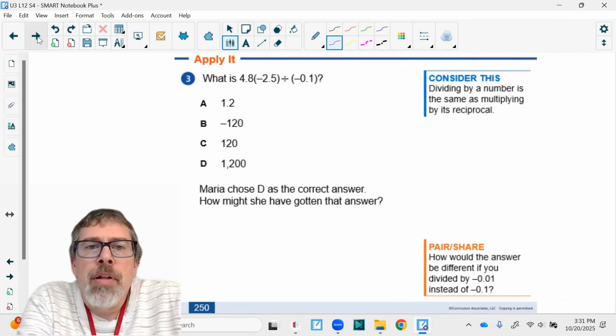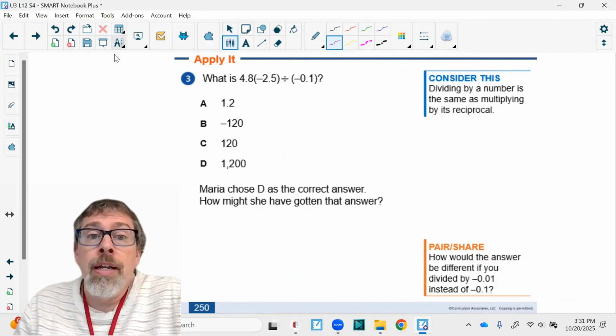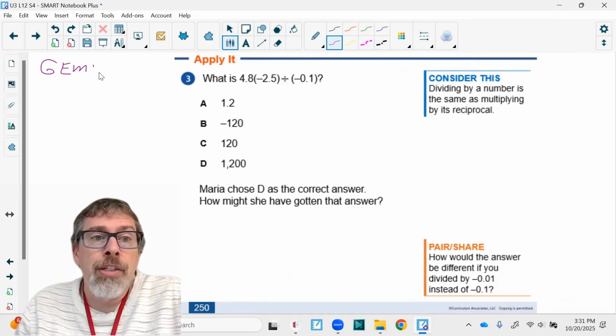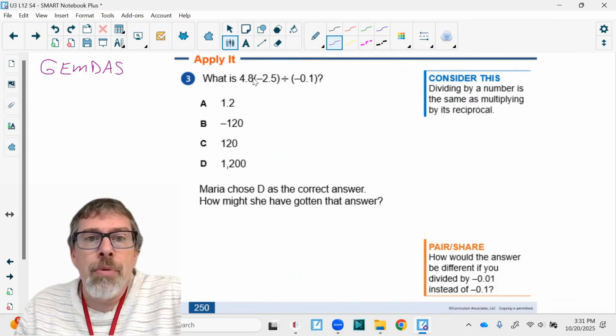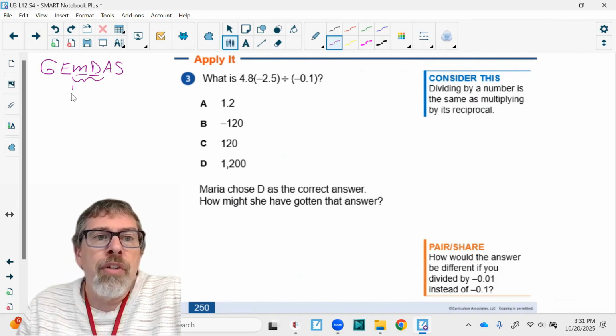Okay, next problem, apply it. What is 4.8 times negative 2.5 divided by negative 0.1? So I'm going to write this word over here, order of operations. What do we have here? We have multiplication and division. We don't have any exponents, grouping, addition, or subtraction. When we only have multiplication and division, we work left to right. Order does matter here. Please do not divide first.